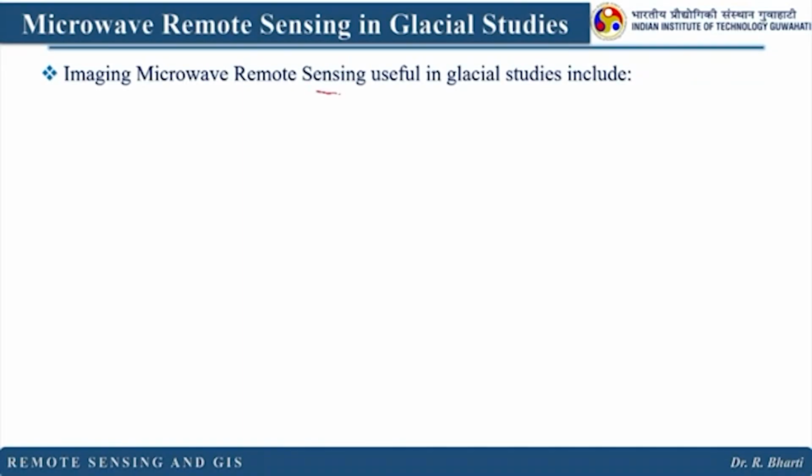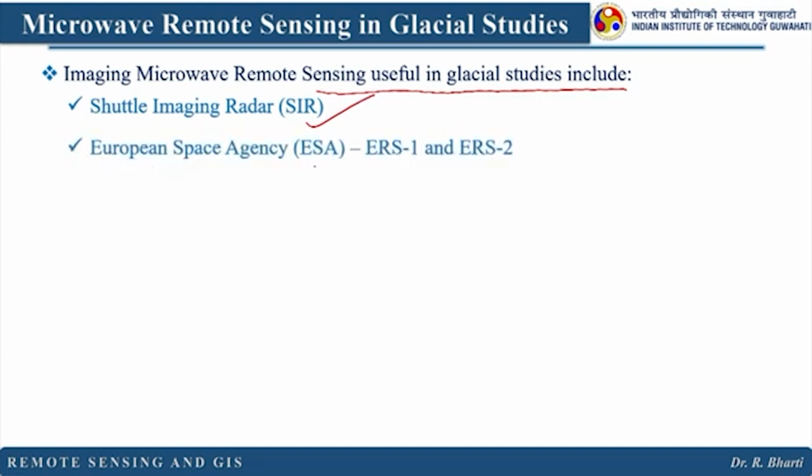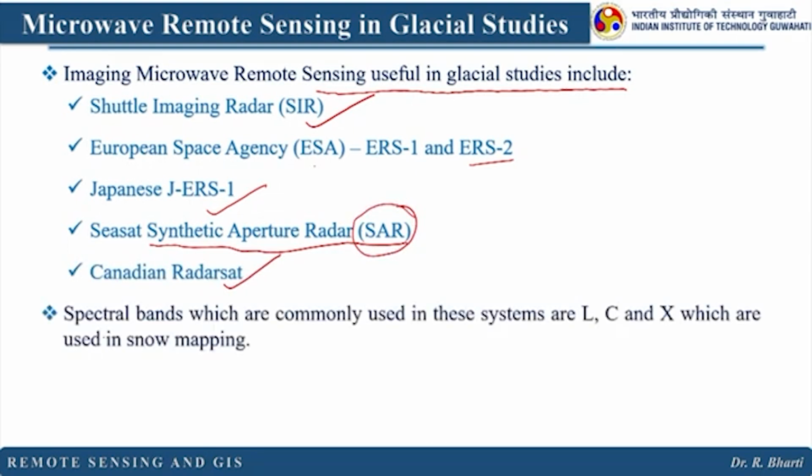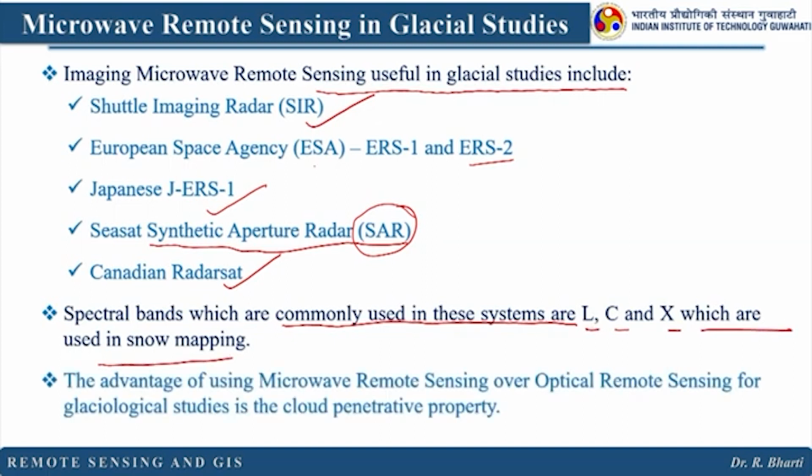Imaging microwave remote sensing systems useful in glacial studies include SIR data, then the European Space Agency ESA satellites ERS-1 and ERS-2, then Japanese JERS-1, then synthetic aperture radar, that is SAR, then the Canadian Radarsat 1 and 2. Spectral bands which are commonly used in these systems are L band, C band and X band, which are used in snow mapping. So what is the advantage of this microwave remote sensing in glacial studies?